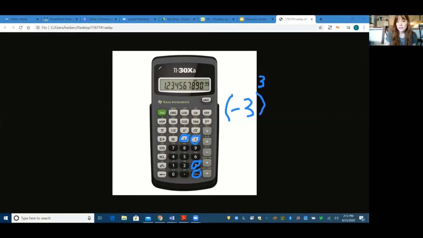Now to raise it to the 3rd power, I'm going to change colors just so it's more clear. You are going to press this YX button. It's Y raised to the X power, and then the 3 again to raise it all to the next power. So you type the number first and then raise it to the 3rd power. And that is how you put that in your calculator. If you did it all correctly, you should get -27. Cube roots are pretty similar, but you have one extra step.